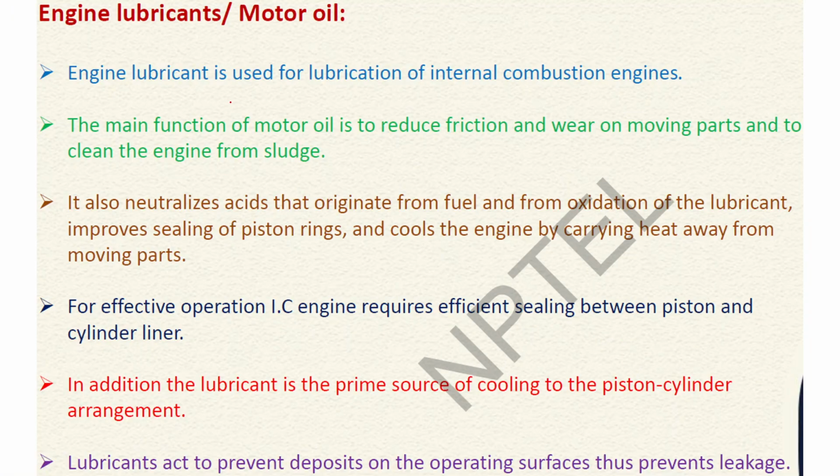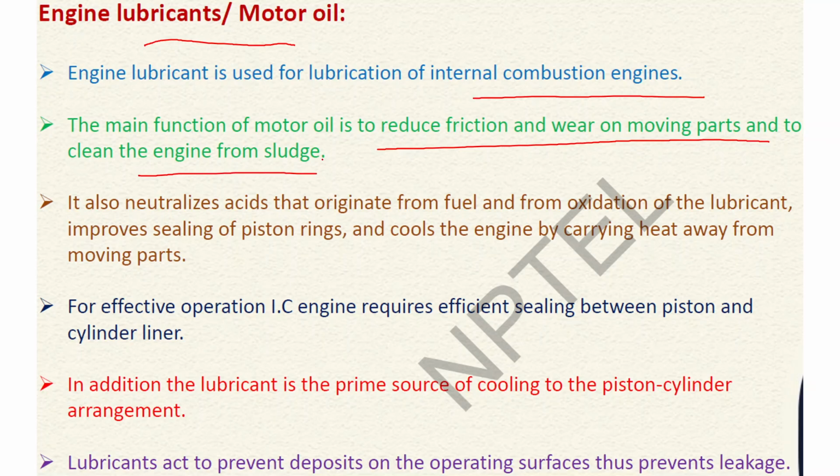Coming on to the next product, which is the engine lubricant or the motor oil. Engine lubricant is used for lubrication of internal combustion engines. The main function of motor oil is to reduce the friction and wear on the moving parts and to clean the engine from sludge. It also helps, as I told, because during combustion, sulfur dioxide is emitted due to the presence of sulfur content, and this sulfur dioxide, in the presence of some amount of moisture inside the engine, forms sulfurous acid, which may cause the corrosion of the engine.